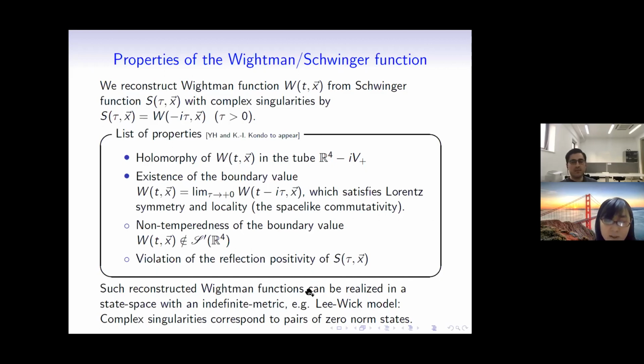Although these two properties seem pathological, the reconstructed Wightman function from complex singularities can be realized in a state space with an indefinite metric, which is very common in covariant gauges. So in particular, complex singularities correspond to pairs of zero norm states, which should be confined by some confinement mechanism. So in a physical state space, there will be no problem.